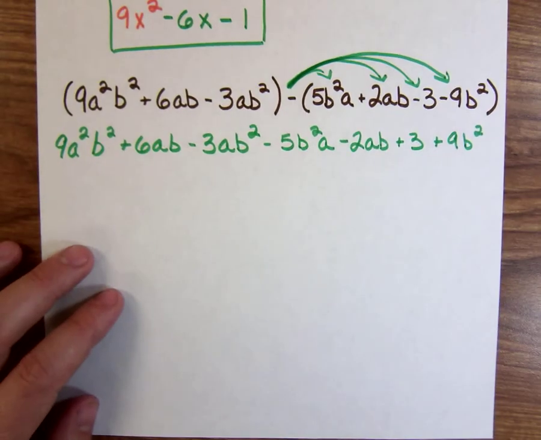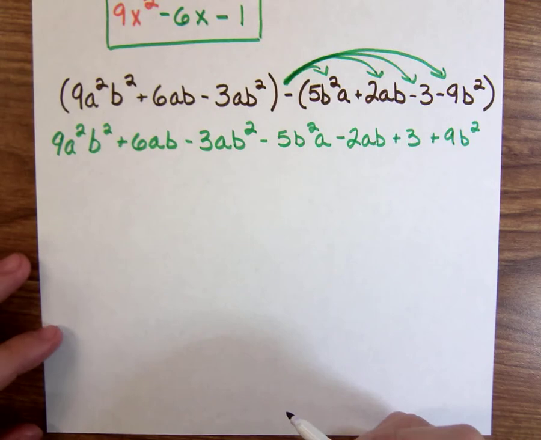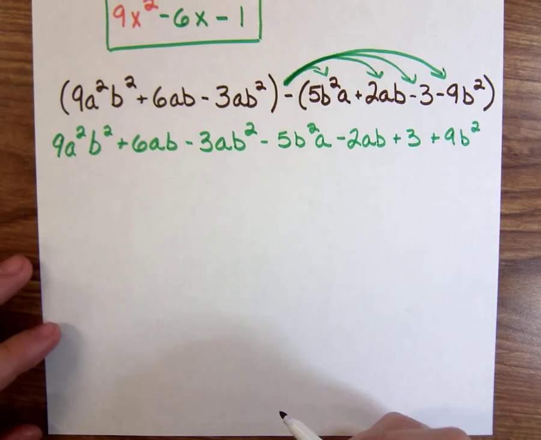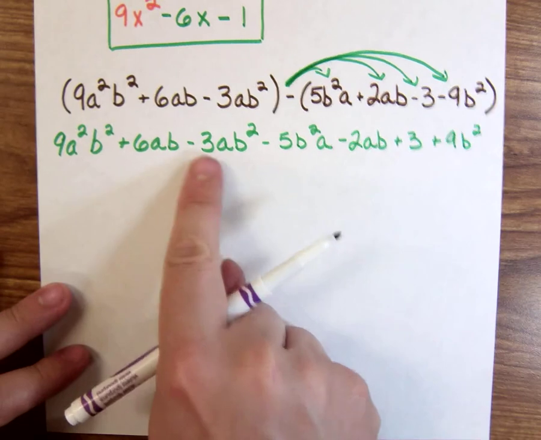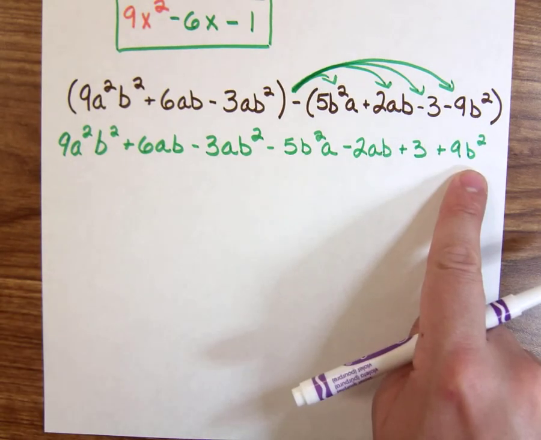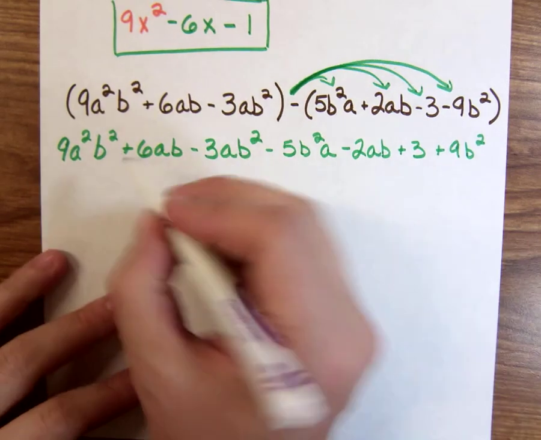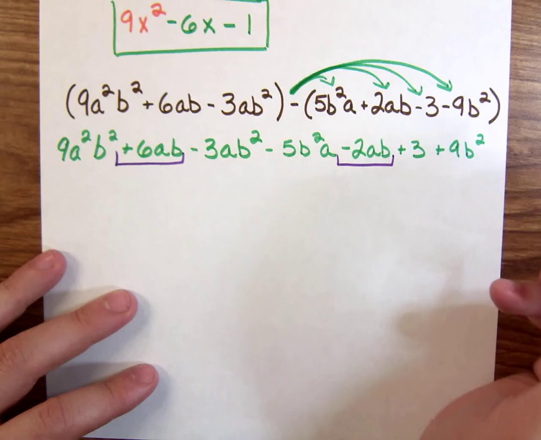Only 2 of them can be combined. Yeah, what do we got that can be combined? There's an ab squared, but there's no more just plain b squareds. We got the 6ab and the negative 2ab. Okay, there we go. What's that when I combine them? 4ab.